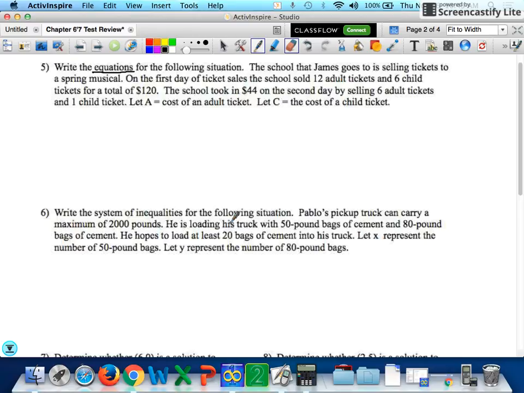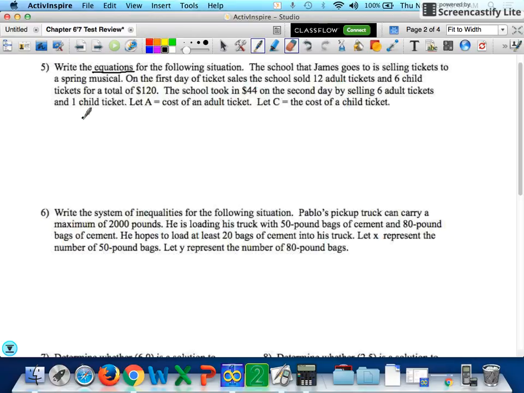The school that James is going to is selling tickets. On the first day, they sold 12 adult tickets, 6 child tickets for $120. Okay, so that's all one set of sales and one thing that gets grouped together. The school took in $44 on the second day by selling 6 adult tickets and 1 child ticket. So one of the little things that they can do, especially in the USC, to trip you up, is they just put the same sort of information in the second sentence, but they put it backwards, okay?